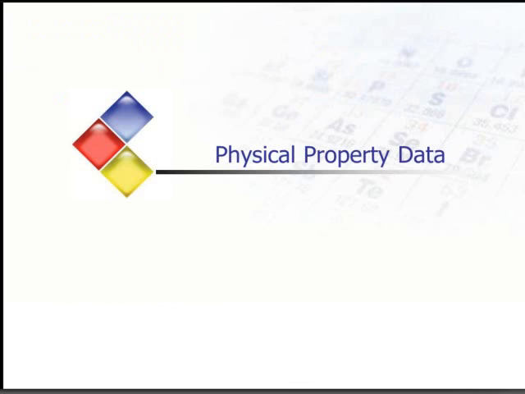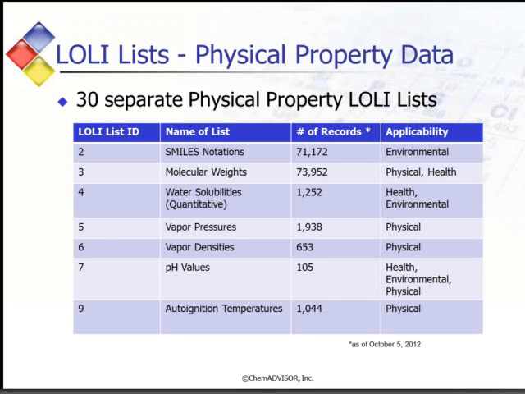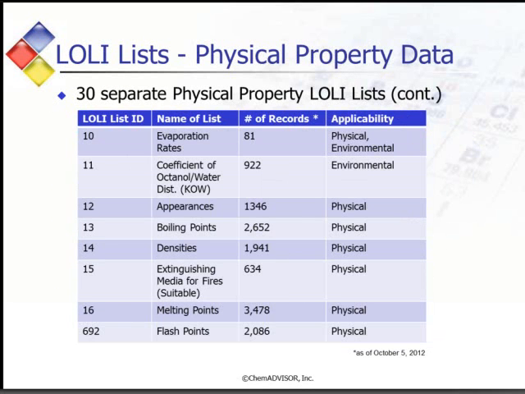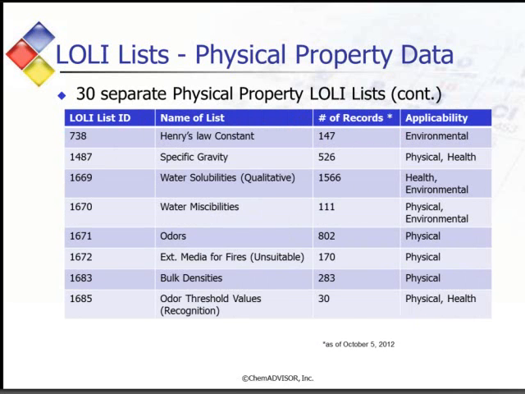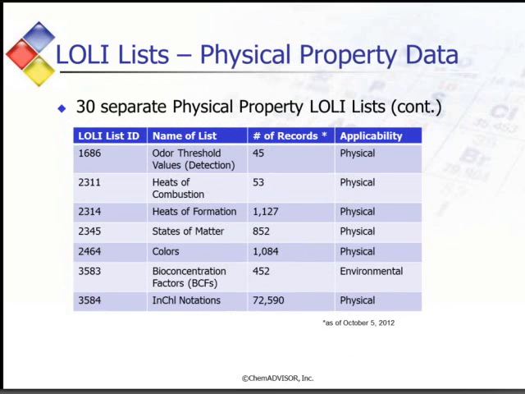To begin, the LOLI lists that address physical property data number about 30. As of October 2012, we have everything from SMILES notations, vapor pressure, vapor density, appearance, boiling point, flash points, specific gravity, water solubility or miscibility, odor threshold values, as well as bioconcentration factors or the international chemical identifiers.